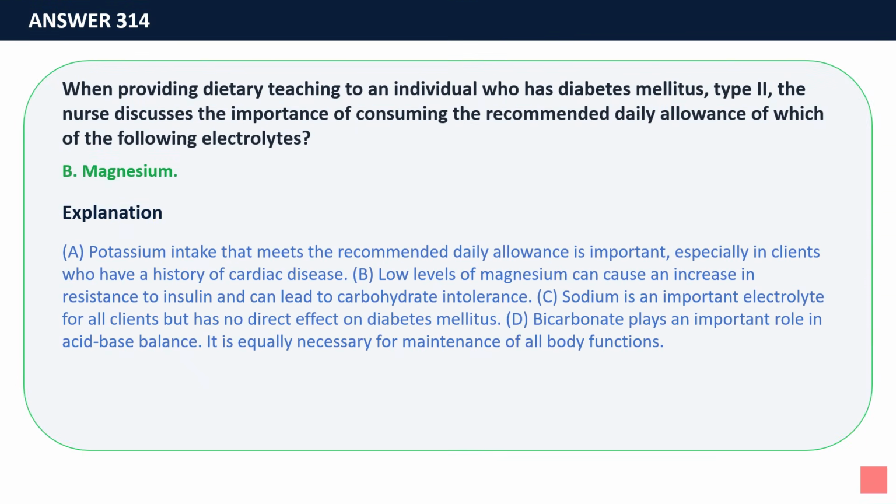Answer: B. Magnesium. Explanation: A. Potassium intake that meets the recommended daily allowance is important, especially in clients who have a history of cardiac disease. B. Low levels of magnesium can cause an increase in resistance to insulin and can lead to carbohydrate intolerance. C. Sodium is an important electrolyte for all clients but has no direct effect on diabetes mellitus. D. Bicarbonate plays an important role in acid-base balance. It is equally necessary for maintenance of all body functions.